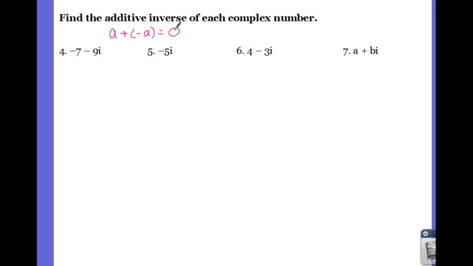So if you had negative 7 plus 9i, its additive inverse is 7 minus 9i. You have negative 5i, the additive inverse is 5i. 4 minus 3i is negative 4 plus 3i. a plus bi becomes negative a minus bi. Those are the easy no-brainer ones. Do not forget what the definition of additive inverse is.